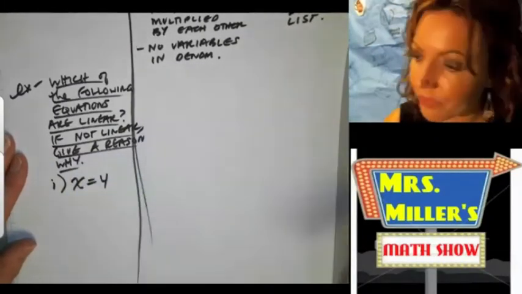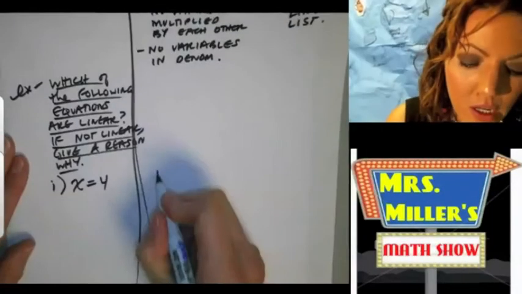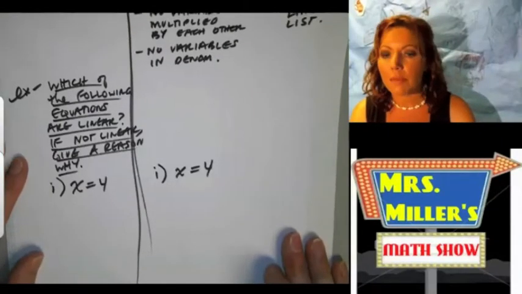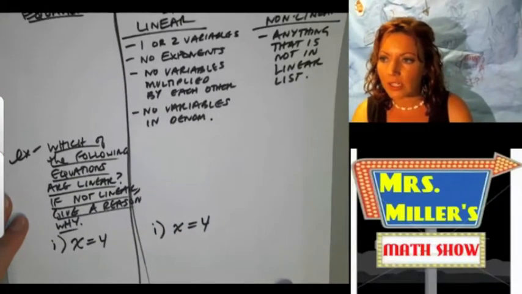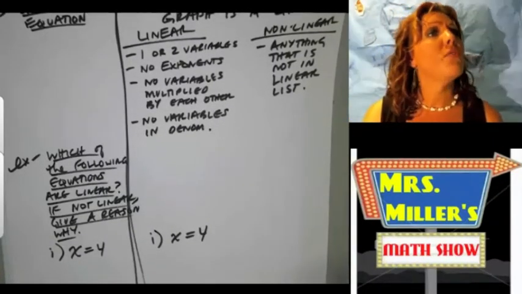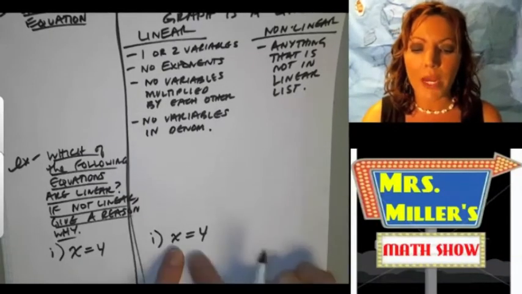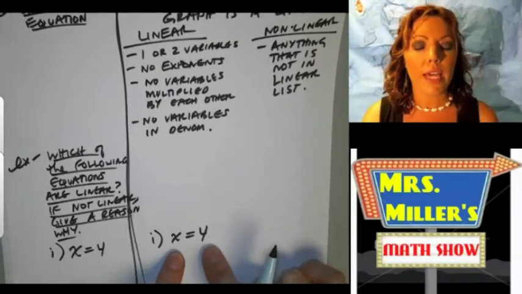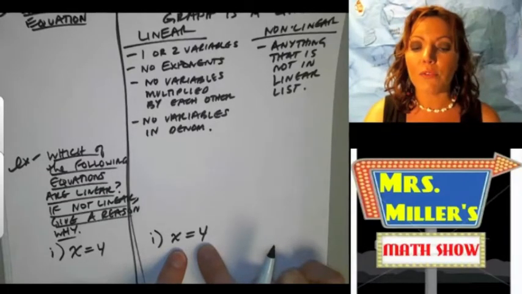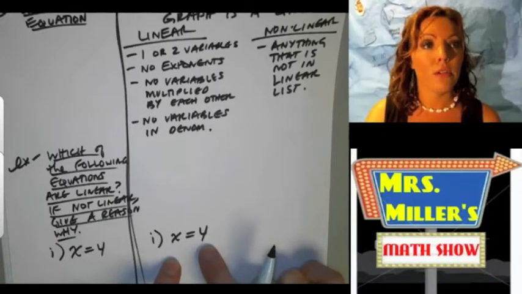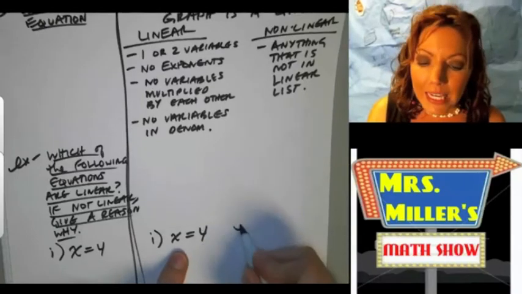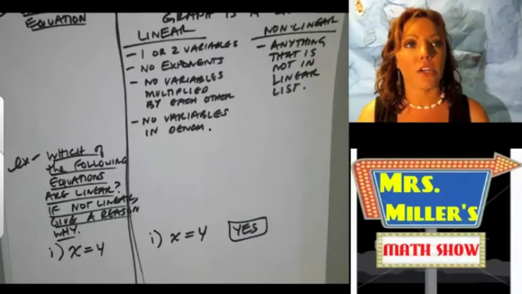Okay, here we go. The first one, we are literally going through and saying, is this linear, yes or no? So I'm going to move this down again just so we can see our list here. Linear versus nonlinear. Okay, so variable, fancy word for letter. In this, do we have one or two variables? Yes, we have one. Okay, are there any exponents? No. Are there any variables multiplied by each other? Nope. And are there any variables in any denominators? No. So you can just say yes, this is a linear function.